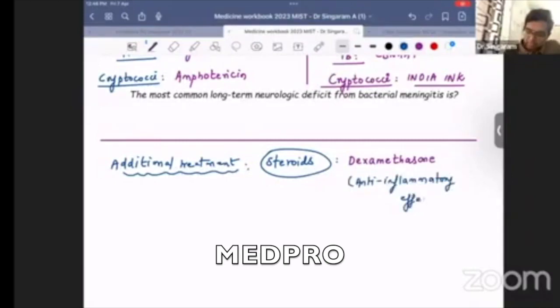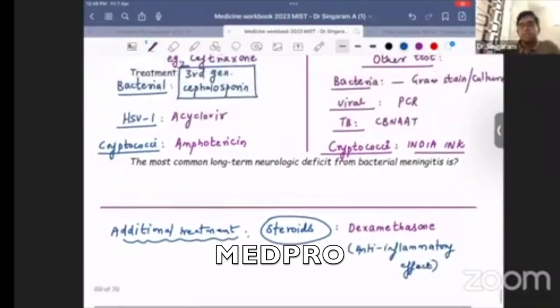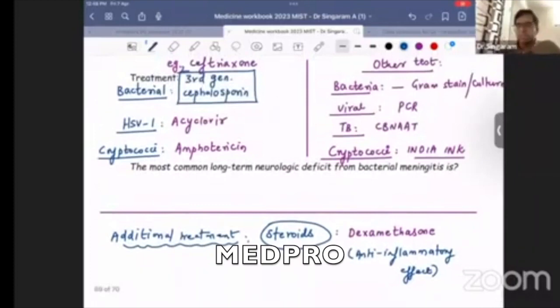I hope you're able to follow this. Steroids are given for the anti-inflammatory effect. That's all. So please remember, in bacterial meningitis, specific treatment has to be given, and along with the treatment, don't forget to give dexamethasone also, because of its anti-inflammatory effect. Is that clear?